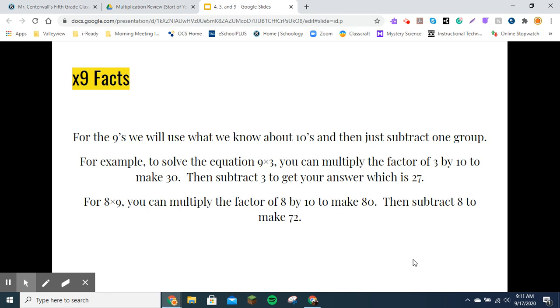You're more than welcome to try the finger trick. I see students use it all the time. Heck, I see adults using it all the time. So don't be afraid to use whatever tool necessary to get your multiplication facts. Whatever works for you works for me.